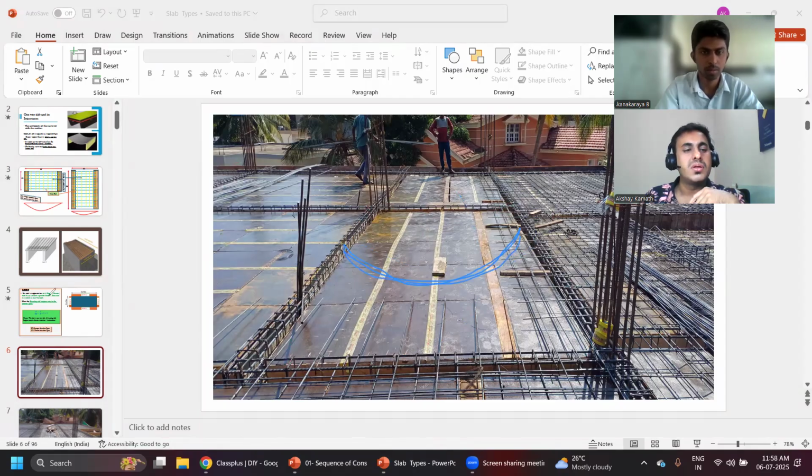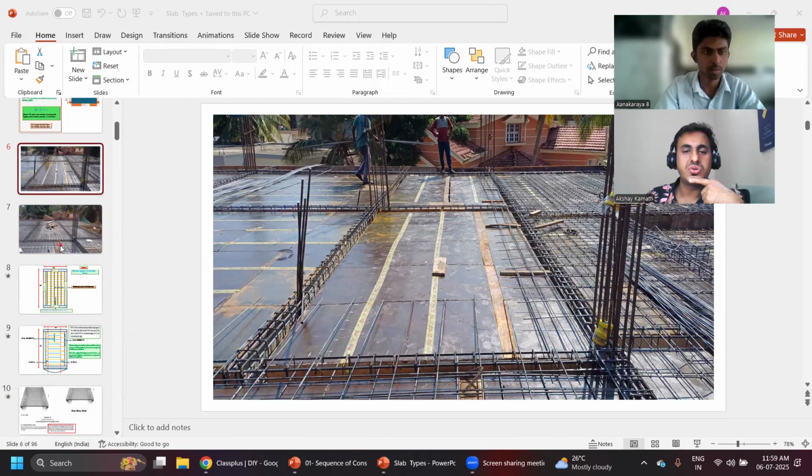All slabs are supported on four sides only. It's not that a two-way slab is supported on two edges only, that is if you're doing it on brickwork. But in a normal RCC frame structure, it is always supported on four beams. But if it is rectangular, then it is a one-way slab, so your bending will happen only in the shorter direction. Got it? And the main reinforcement you will provide along the shorter direction. Okay, understood now?